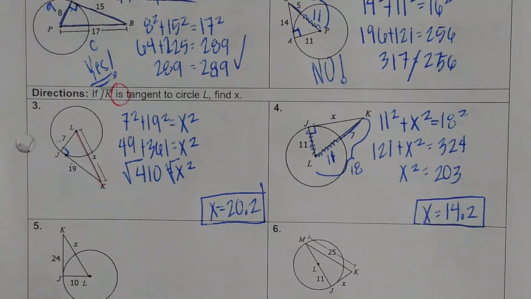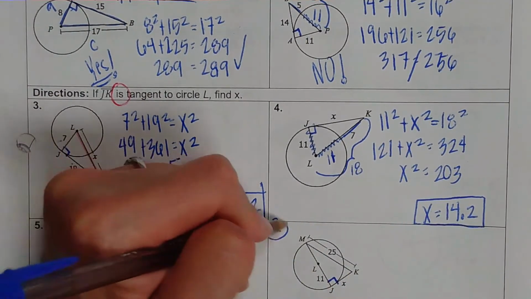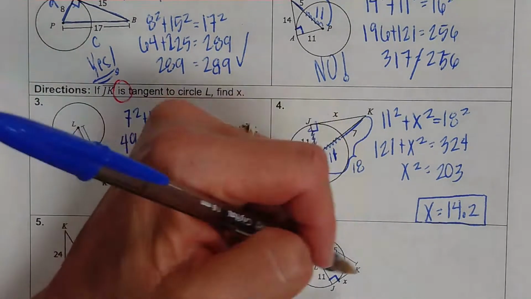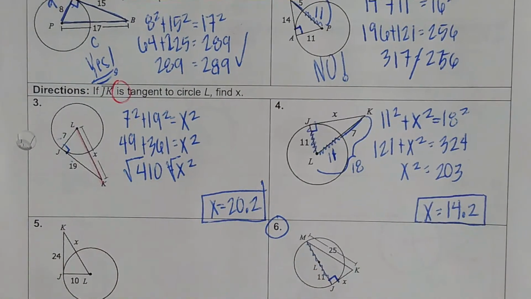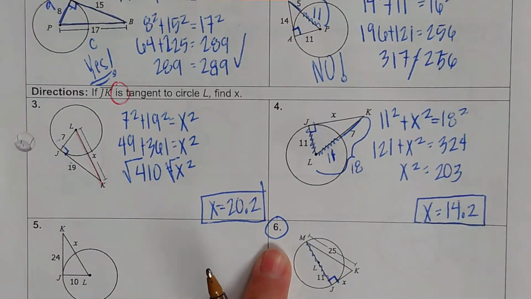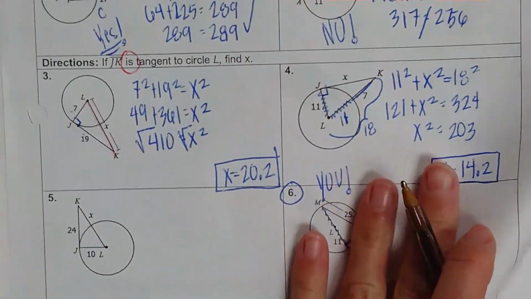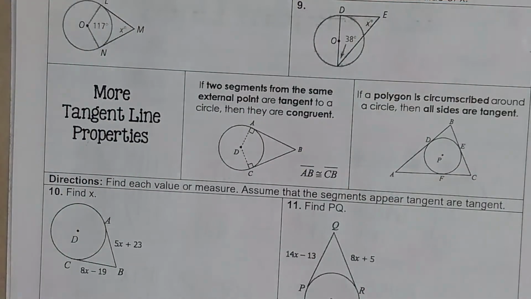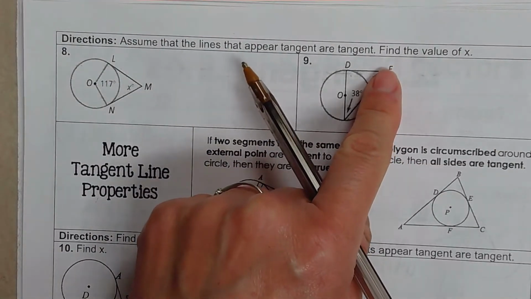Okay, knowing that information, I want you guys to do number 6. So don't forget, you need this whole measure right here. All right, so number 6, that's all you guys. All right, flip your paper over, and we're going to assume that the lines that appear tangent are tangent. And then we're going to find the value of x.